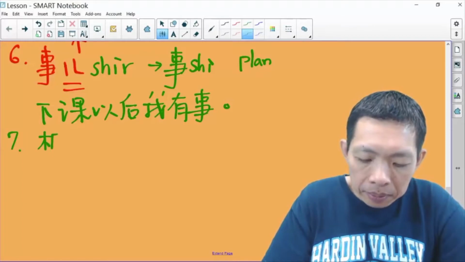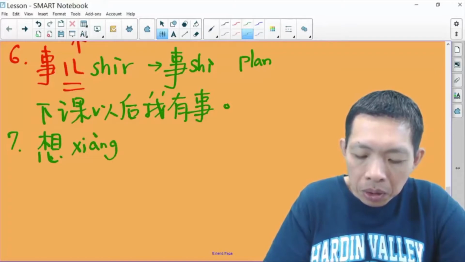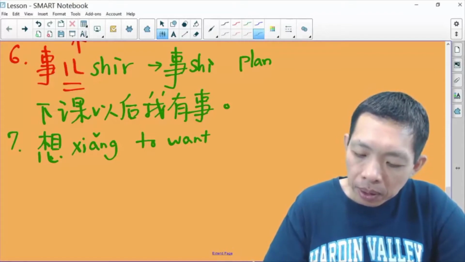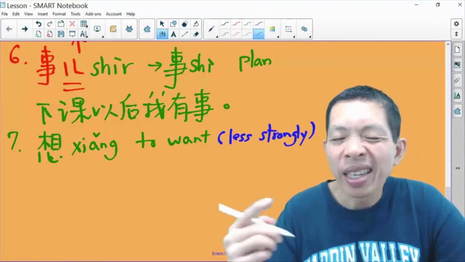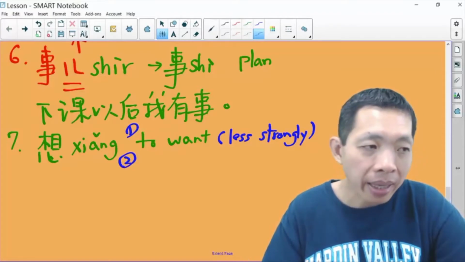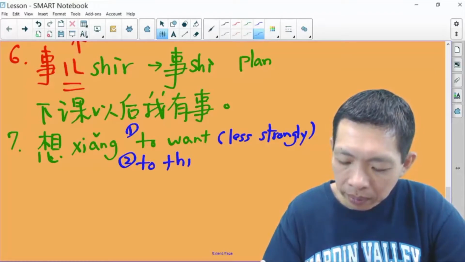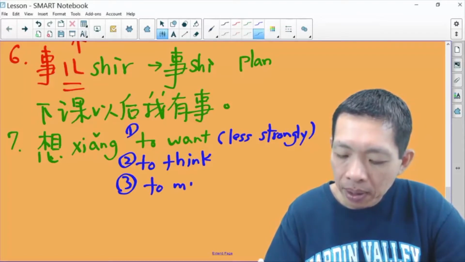想. 想 means to want, but actually means that strongly. Okay, I'm thinking about that. So actually they have 3 definitions. Number 1 is to want. Number 2, the character suggests you have to think. And number 3, you have to miss, like I miss someone.